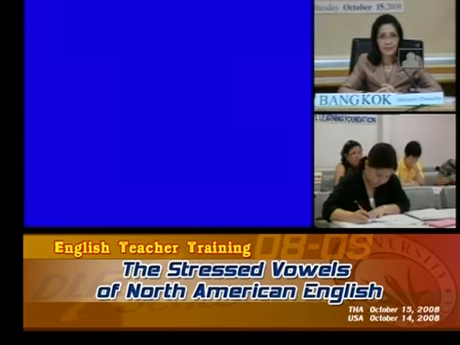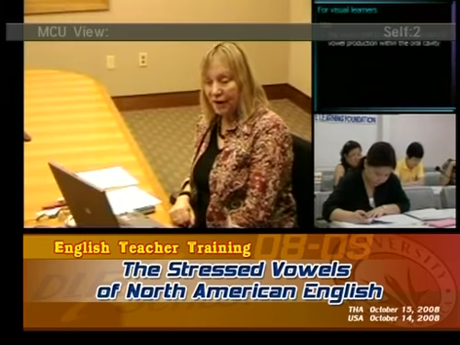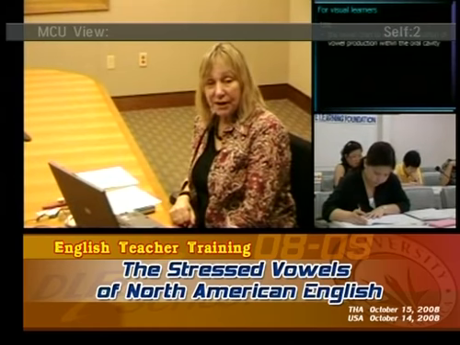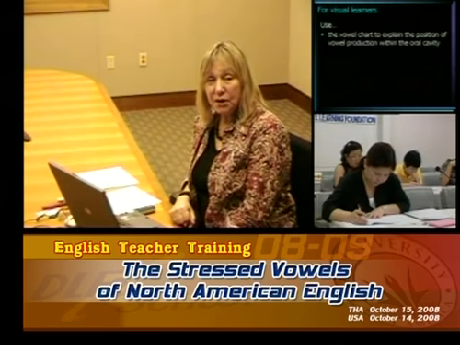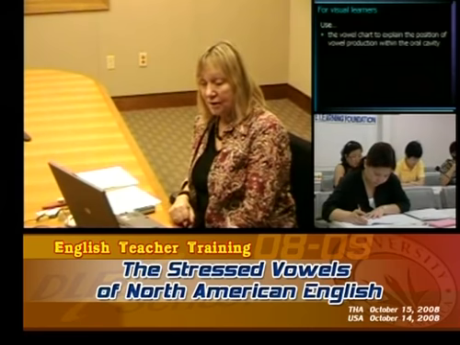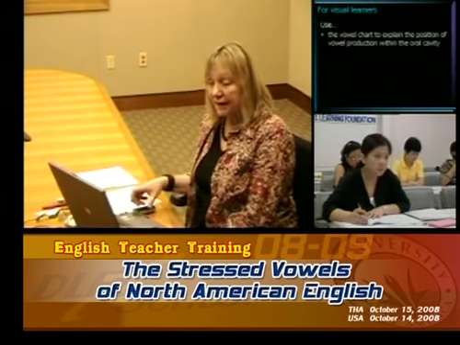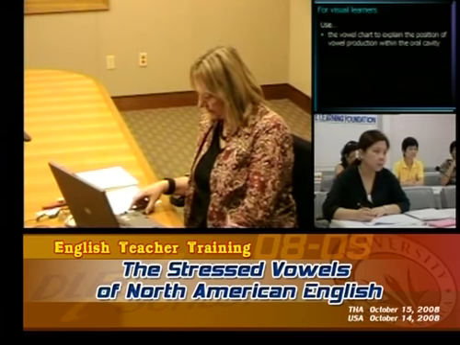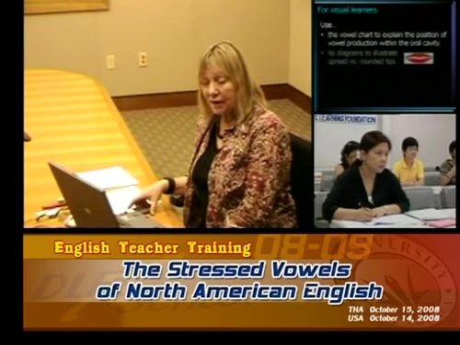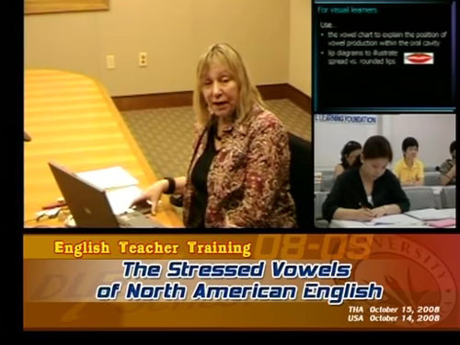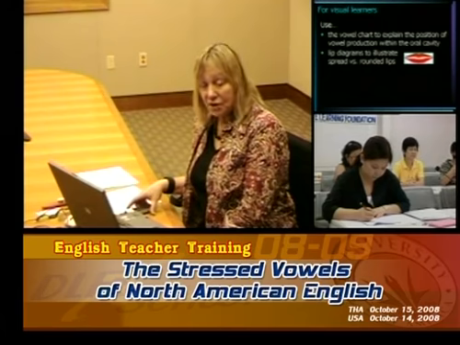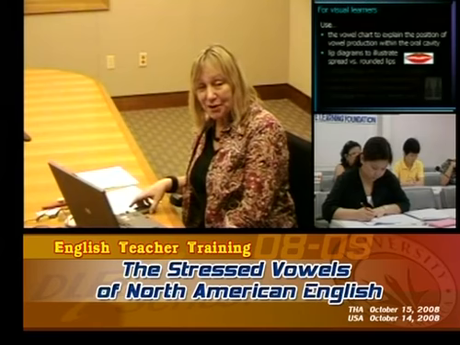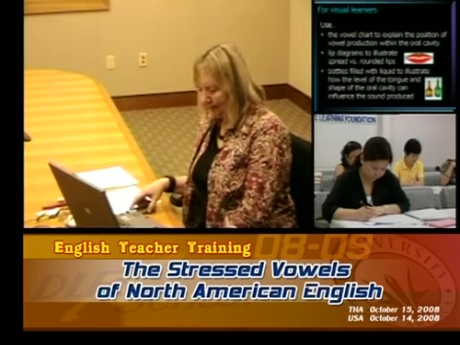Okay, visual learners. Very useful, as we've talked about in previous sessions, to represent the pronunciation using visual means, such as the vowel chart to explain the position of vowel production within the oral cavity. To use lip diagrams to illustrate spread versus neutral versus rounded lip position. And I think we're going to do a demonstration of this next one.